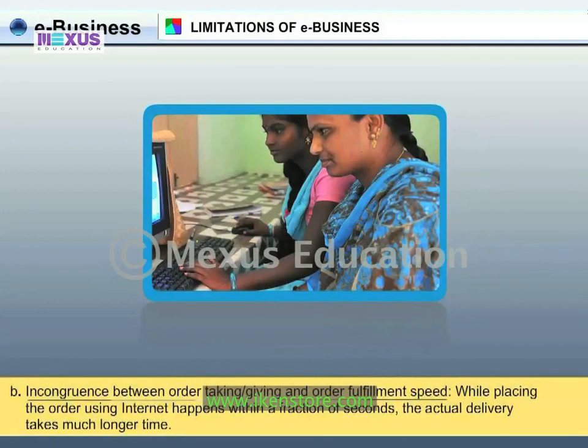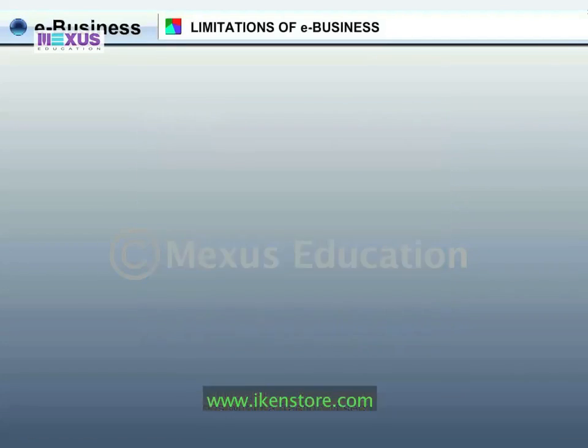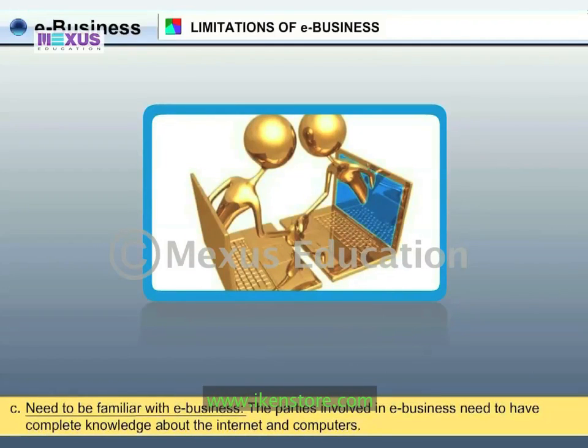B. Incongruence between order taking or giving and order fulfillment need. While placing the order using the internet happens within a fraction of seconds, the actual delivery takes much longer. C. Need to be familiar with e-business. The parties involved in e-business need to have complete knowledge about the internet and computer.